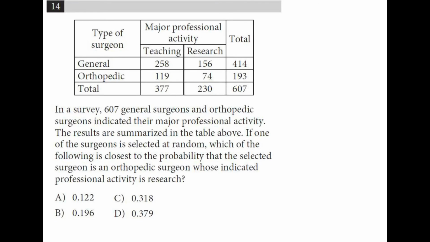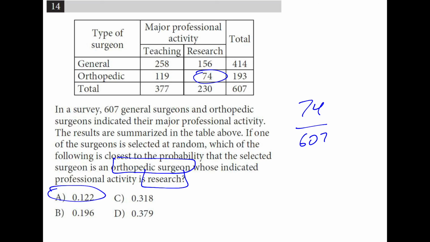If one of the surgeons is selected at random, so I'm going to put 607 for my denominator, which of the following is closest to the probability that the selected surgeon is an orthopedic surgeon whose indicated professional activity is research? So that is around 12% or 12.2%, which is choice A.